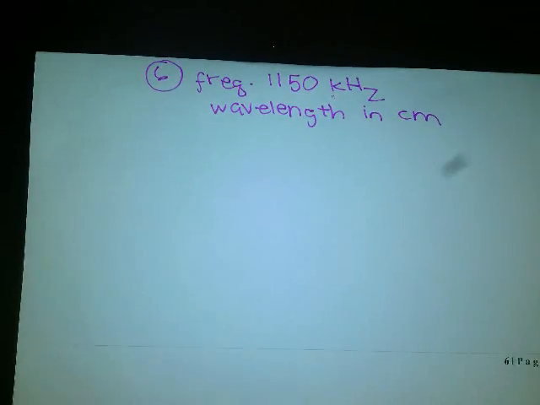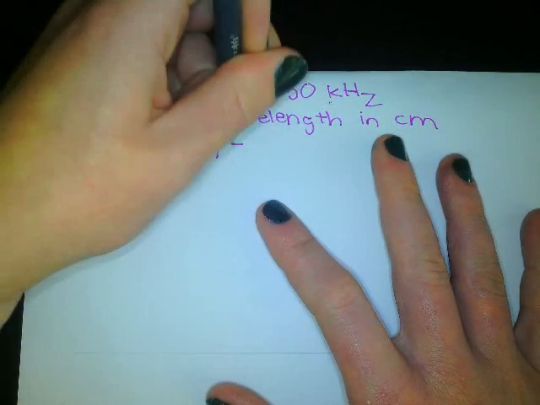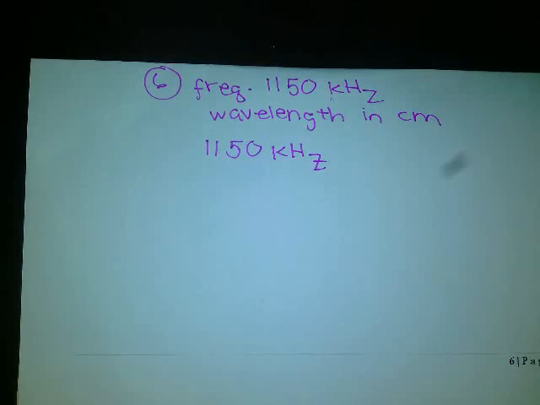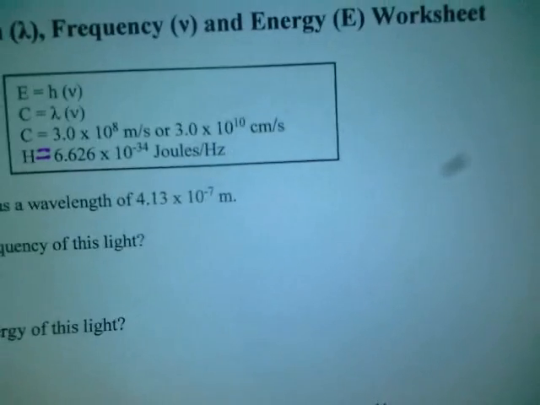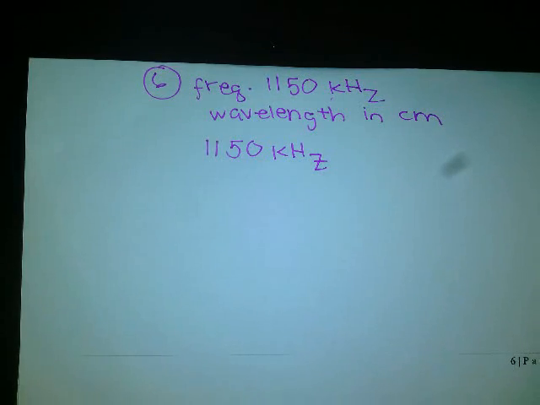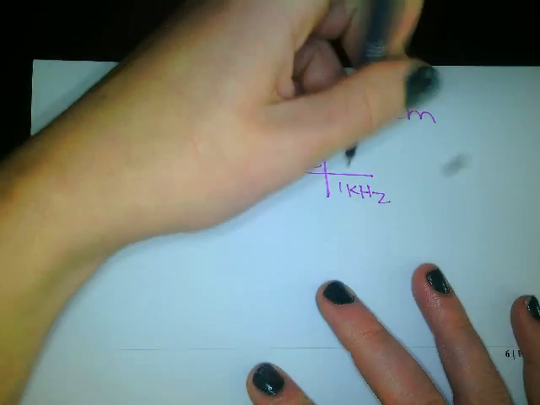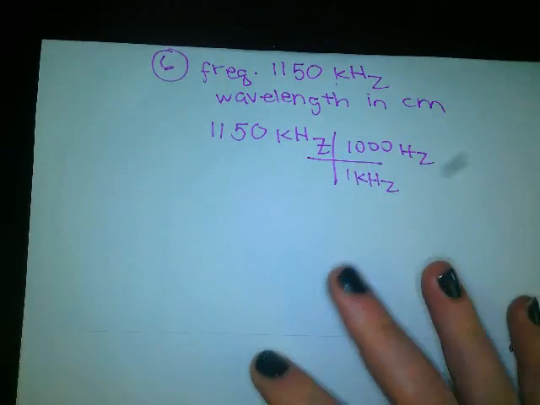Okay, so before we can do anything, we need to change the kilohertz to just hertz, because that is our original unit. If you look on that first page, our unit is in hertz, not kilohertz. So we're going to do a quick little dimensional analysis. 1 kilohertz is equal to 1,000 hertz. So we just need to multiply.